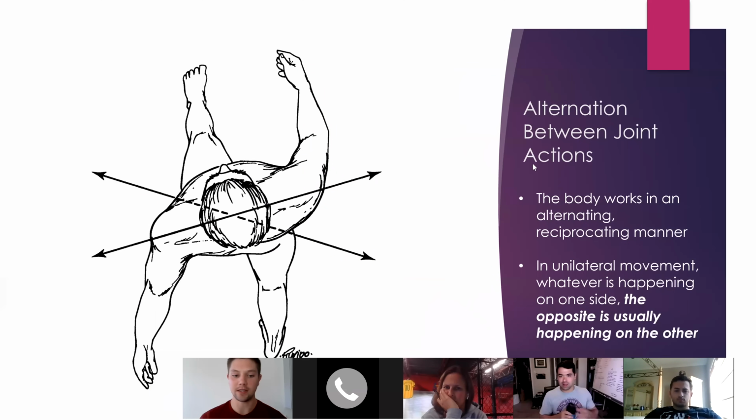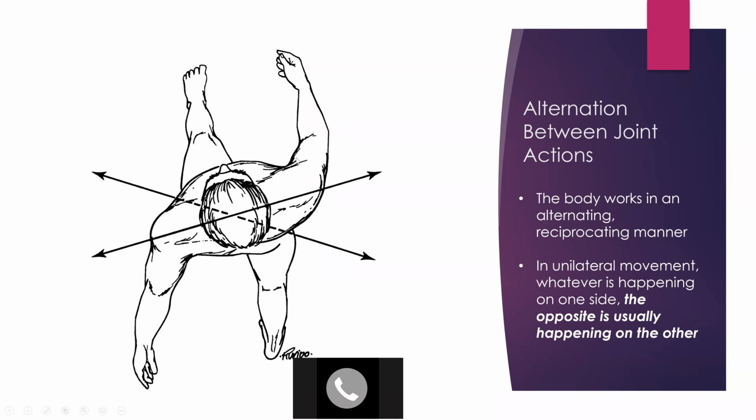Now, we did a lot of things on the pelvic model that were on both sides of the body at the same time, but ultimately we alternate between joint actions on different sides of the body when we walk or run. When we are in extension on one leg right here, we are in flexion in the other. Extension of one arm, flexion of the other, internal rotation on one side, external rotation on the other. Abduction on one side, adduction on the other.